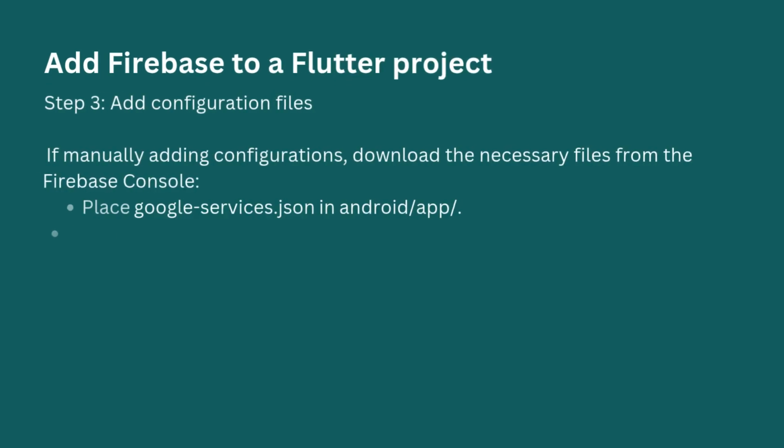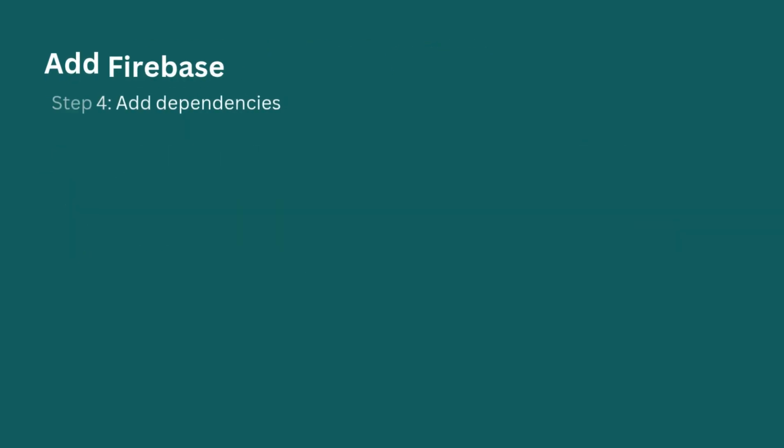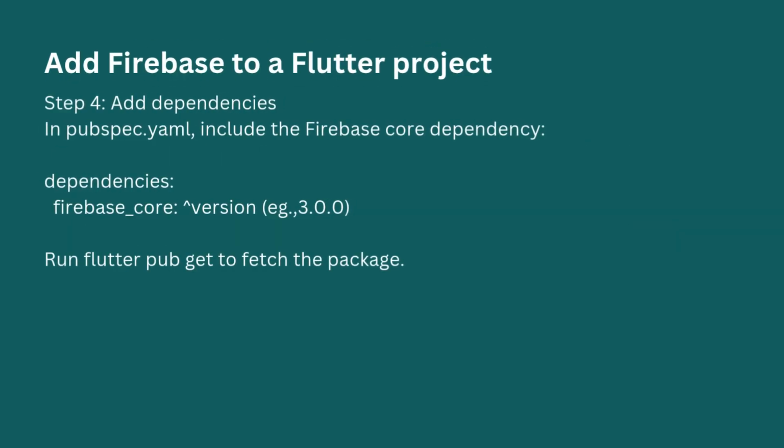Step 3. Add configuration files. If manually adding configurations, download the necessary files from the Firebase console. Place google-services.json in the android/app directory. Place GoogleService-Info.plist in the iOS directory and add it through Xcode in Runner.xcworkspace. Step 4. Add dependencies. In pubspec.yaml, include the firebase_core dependency. Run flutter pub get to fetch the package.